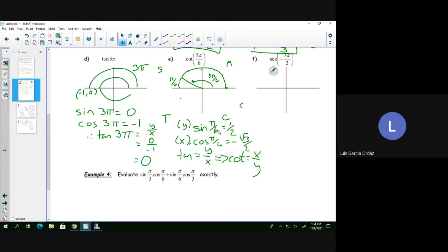which means cotangent is equal to x divided by y, which is equal to negative root 3 over 2 divided by 1 over 2. The 2's cancel out, so we're left with cotangent of 5 pi over 6 is equal to negative root 3.